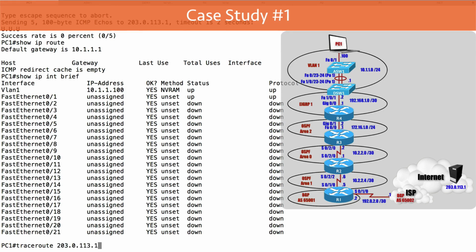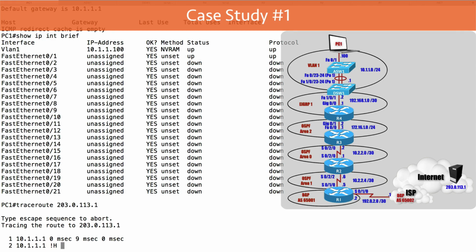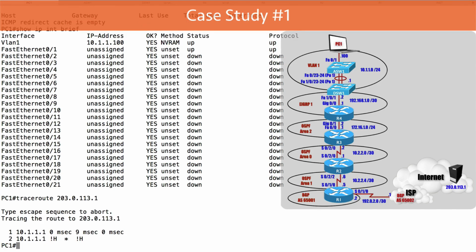We can do a trace route to see how many hops along the way we can get. However, I always recommend to my students that instead of using a trace route, they use a series of pings. You see here, I'm not getting beyond my default gateway. I'm not getting beyond DSW1. Does that mean the issue lies on DSW1? Not necessarily. Maybe DSW1 just doesn't have a route to get to this IP address.